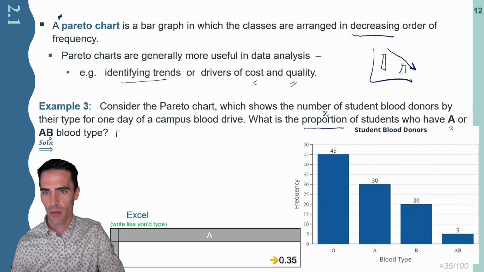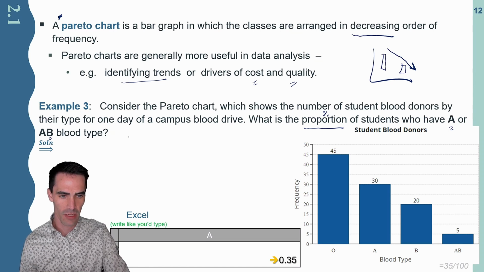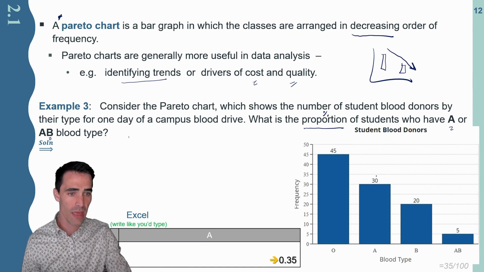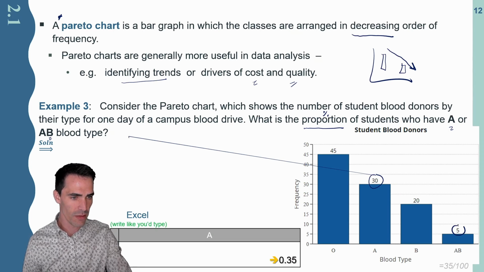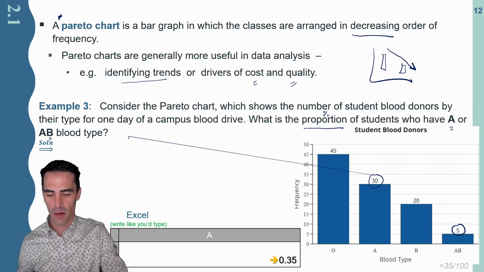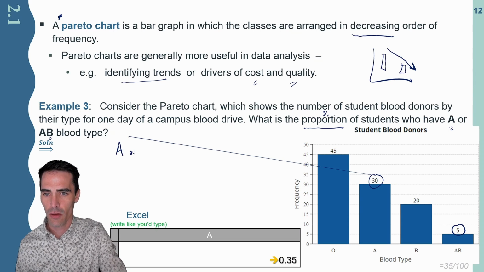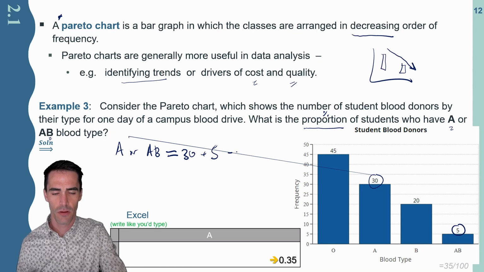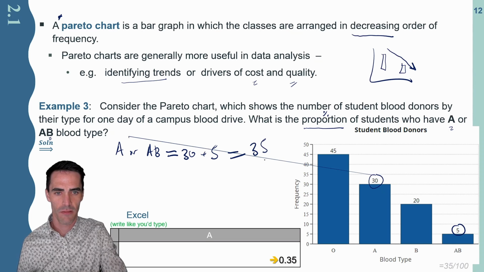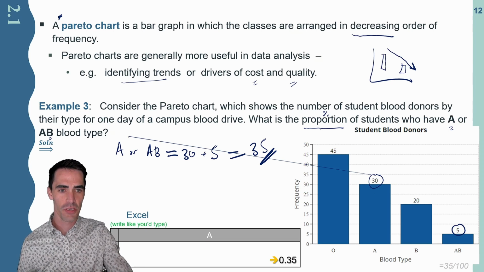For my chart here, I can see my count looks like people who have O blood, 45 of them. A, we're interested in that one, 30 of them. For B, 20, and there's an AB, there's 5 of them. And so you might be tempted to write A or AB. I can simply add these two together and get 30 plus 5, or the total is 35. You might be tempted to box that, but it's not quite correct because we're interested in the proportion, or better yet, a frequency.